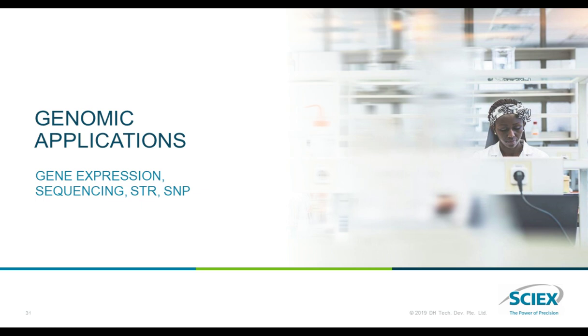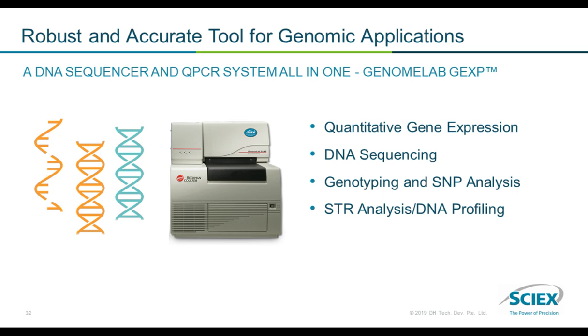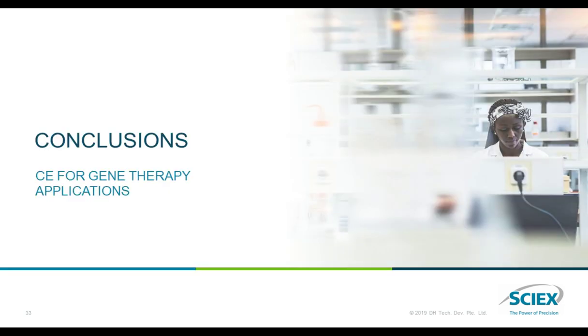Now, I'll just briefly touch on genomics, also for gene expression. So we have a system called GeXP, which you can use for genomics, for sequencing and qPCR. So this is one system where you can do DNA sequencing, and the DNA sequencing is using Sanger sequencing here. You can do quantitative gene expression study also, and you can do genotyping and SNP analysis. You can do STR analysis and DNA profiling using this GeXP system.